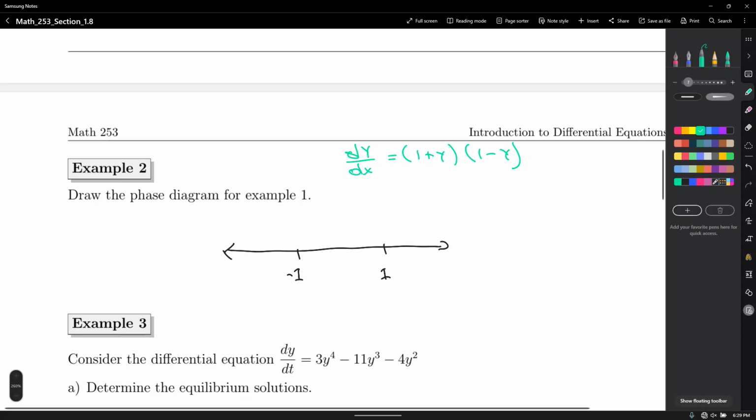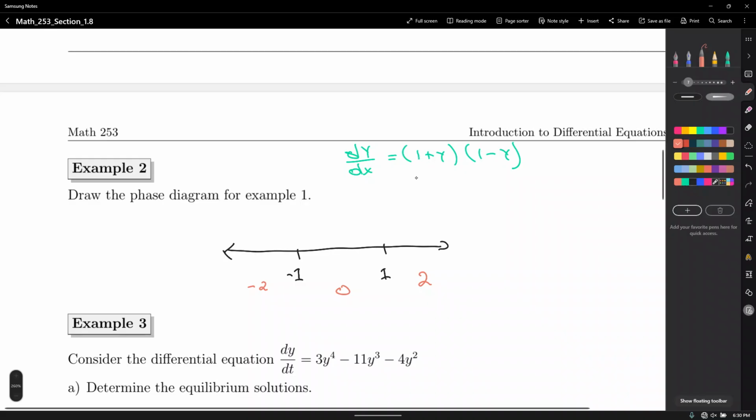For this we're going to need some test values. A test value between negative infinity and -1, I like -2. Between -1 and 1, the easiest is 0. And between 1 and infinity, I like 2. These are going to be our test values. What are we going to do with them? Substitute them into the differential equation to have a look at the signs of the slopes.